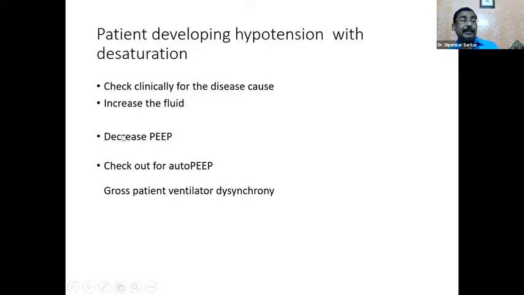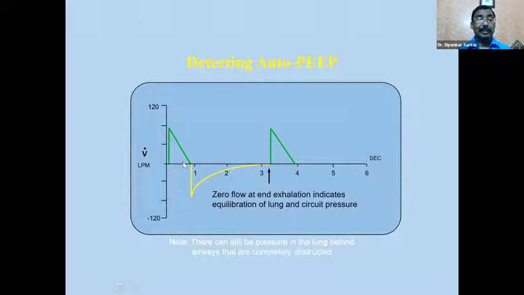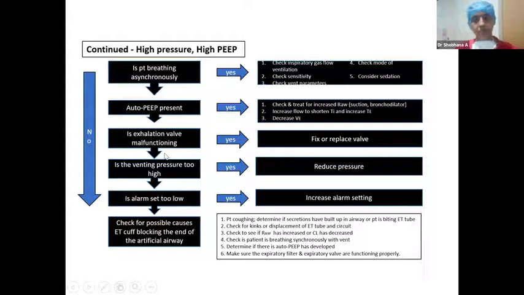Whether the PEEP is too much, you decrease the PEEP. Check for auto-PEEP: push the expiratory pause, check for auto-PEEP and adjust accordingly. And check whether there is any gross patient-ventilator dyssynchrony. So if there is a high PEEP with hypotension, these are the four checks you have to do. If the patient is breathing asynchronously, then make sure the synchrony gets back.